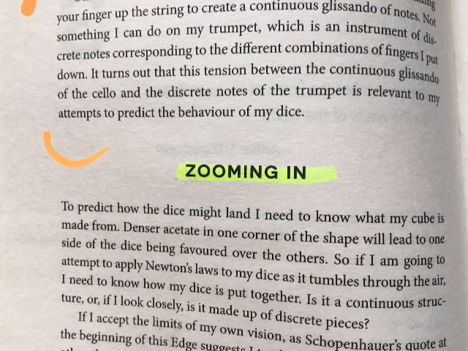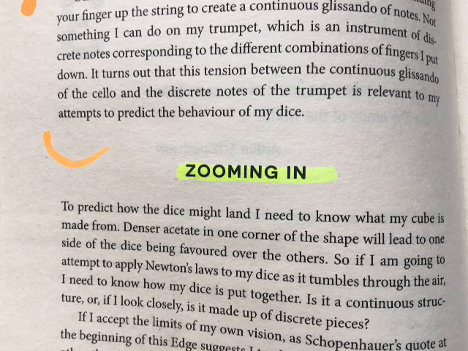Zooming in. To predict how the dice might land, I need to know what my cube is made from. Denser acetate in one corner of the shape will lead to one side of the dice being favored over the others. So, if I'm going to attempt to apply Newton's laws to my dice as it tumbles through the air, I need to know how my dice is put together.